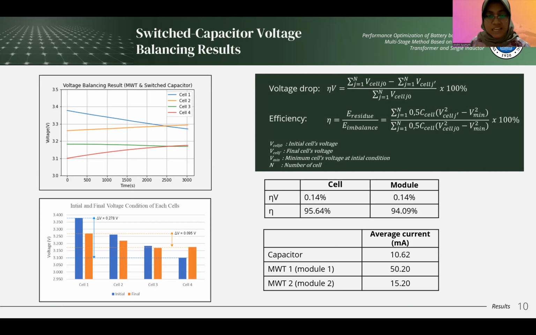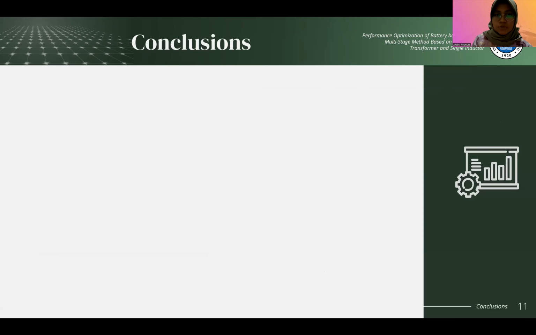Now, we see that the switched capacitor has slightly higher efficiency in comparison with our proposed inductor-based topology. And of course, we also notice that the switched-capacitor-based topology has a relatively slow balancing speed of around 3000 seconds, which is closely related to its average current of just 10.62 milliampere. So those are our results, and we move on to our conclusions for today.